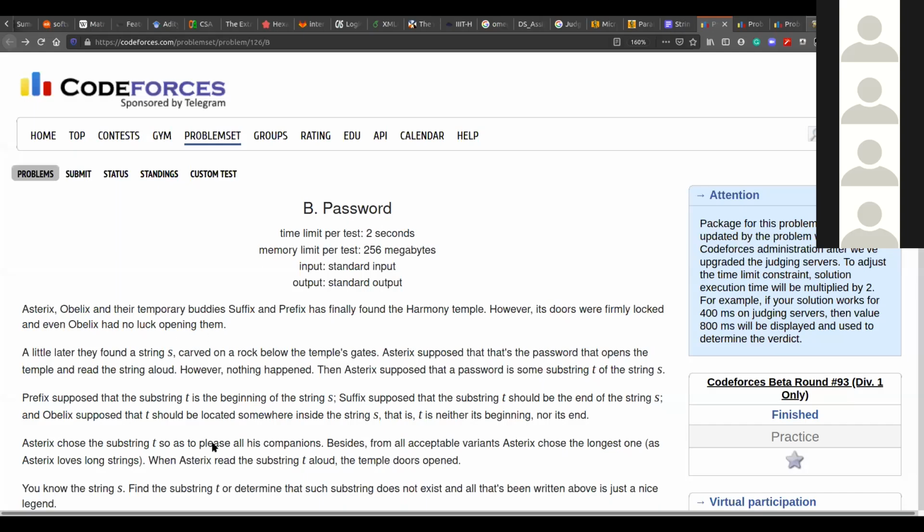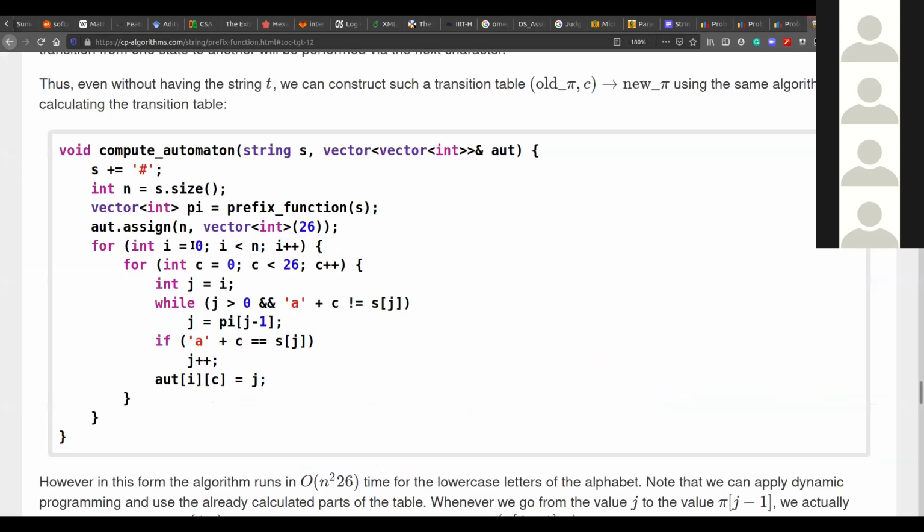Now this is the simple way to do it. So I go through each character in the pattern, and for every possible input, that is 0 to 25 here, I see whether my next character matches or not. So I'll share my entire screen.